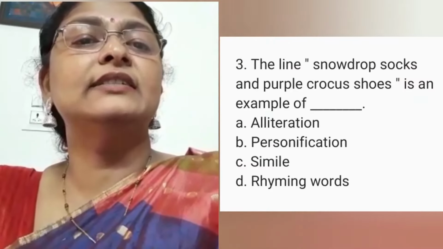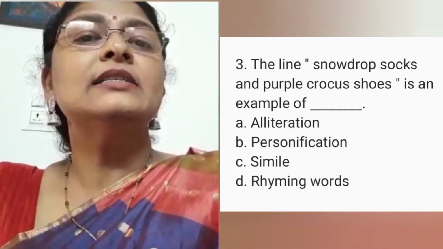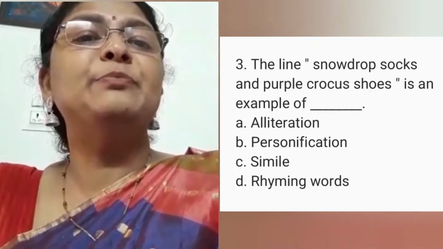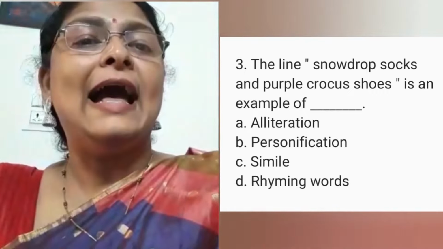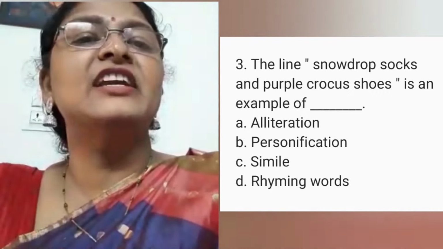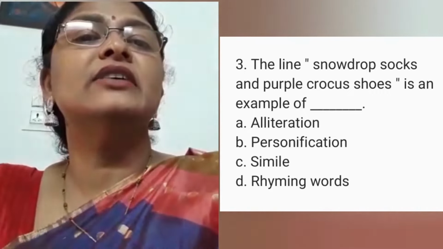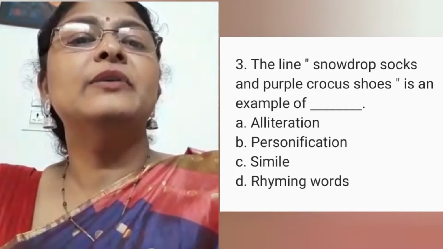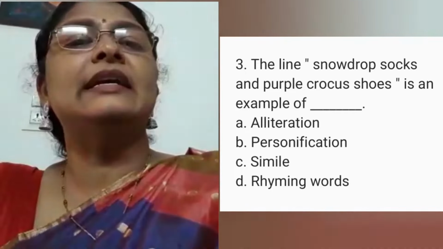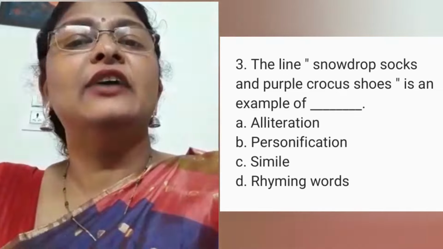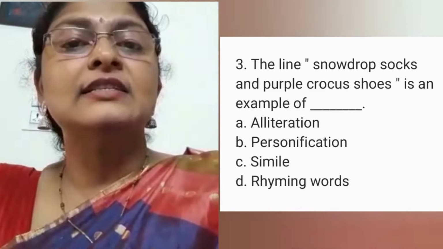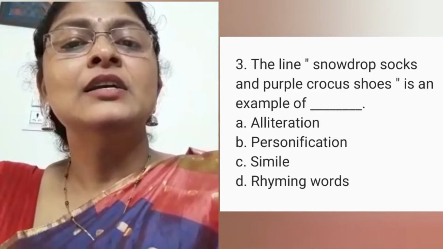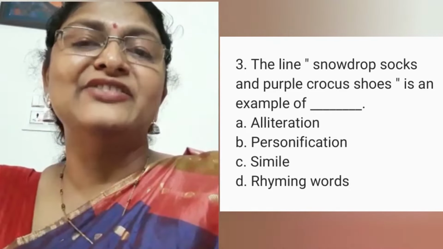Now shall we discuss the third question? What is the third question? The line "snowdrop socks and purple crocus shoes" is an example for alliteration, personification, simile and rhyming words. Here, personification, simile and rhyming words are what we have already discussed. What we have not discussed so far is alliteration. So let us find out what alliteration is.